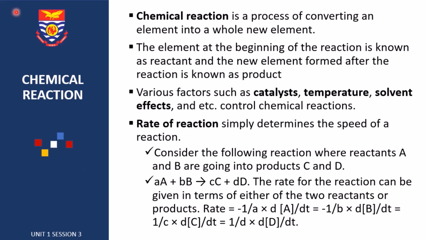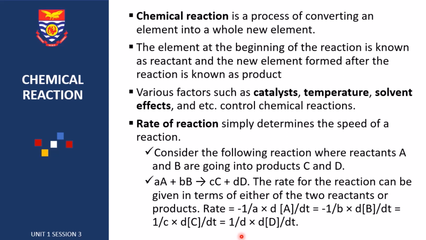Because the reactants are decreasing, they are being consumed to form the products in the reaction, we designate their consumption by a negative sign. So you can see a negative sign on 1 over A times change in A over change in time. And because the products are being formed, we designate that by a positive sign, which we don't normally write in equations.